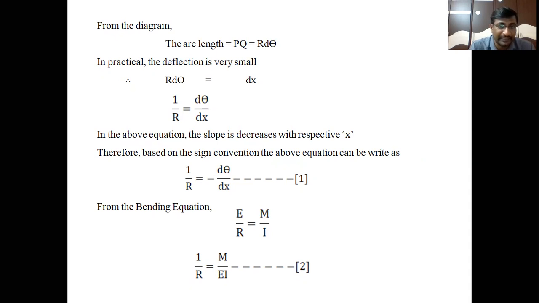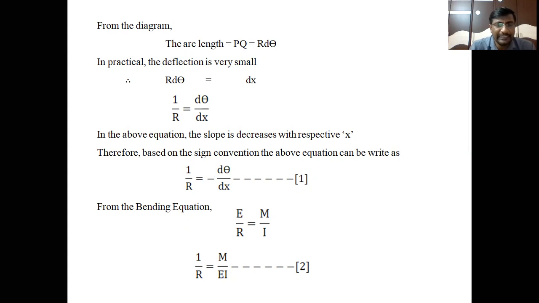That's why I represented it as minus d theta by dx, because 1 by r is always positive. It is a magnitude. A radius is always positive, it is not negative, so 1 by r is also positive. To get the positive value, the minus sign converts d theta by dx to positive, because d theta is negative for the simply supported beam, and a negative times a negative is positive. So the minus sign represents the decrease in slope with respect to x. Let's take it as equation 1.